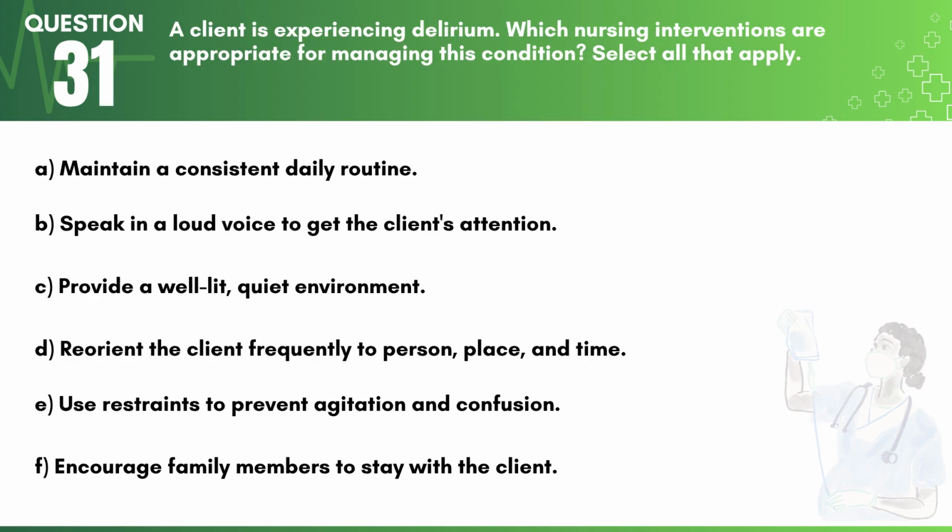Question 31. A client is experiencing delirium. Which nursing interventions are appropriate for managing this condition? Select all that apply. A. Maintain a consistent daily routine. B. Speak in a loud voice to get the client's attention. C. Provide a well-lit, quiet environment. D. Reorient the client frequently to person, place, and time. E. Use restraints to prevent agitation and confusion. F. Encourage family members to stay with the client.